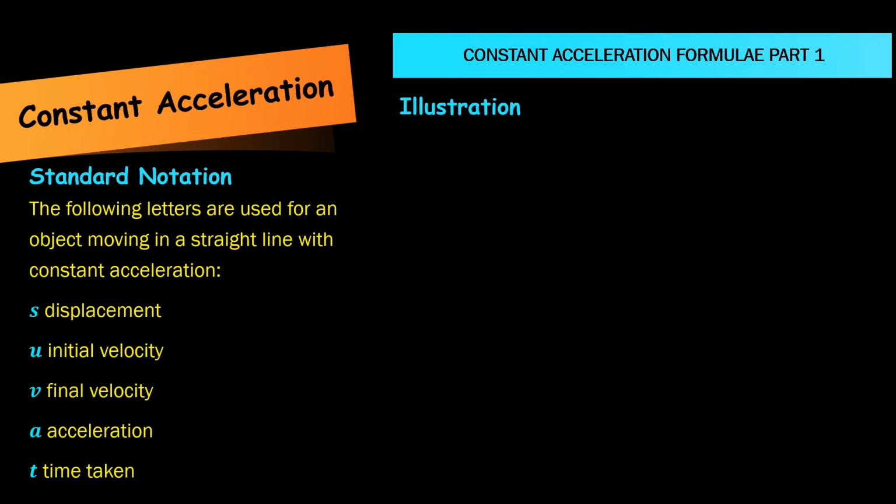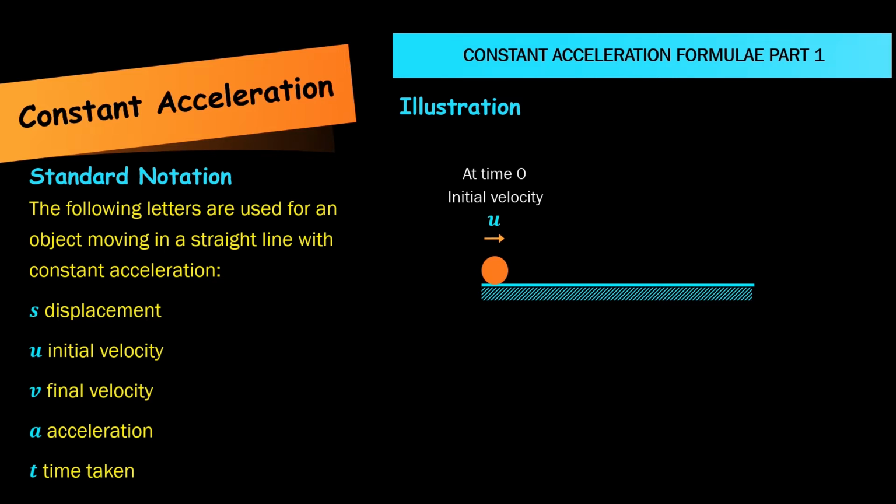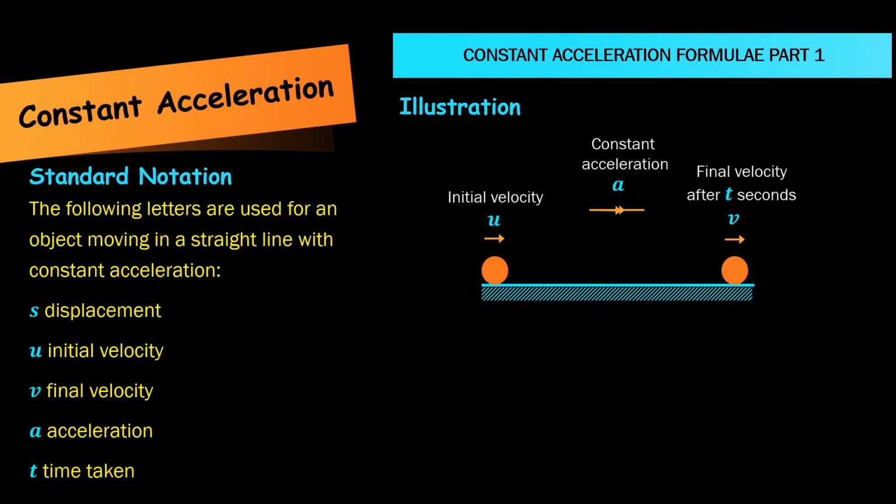Let's illustrate these. So we have an object moving in a straight line with constant acceleration. At time 0, it has initial velocity u, as shown. It moves with constant acceleration a and has final velocity v after t seconds. The displacement is s, as shown.